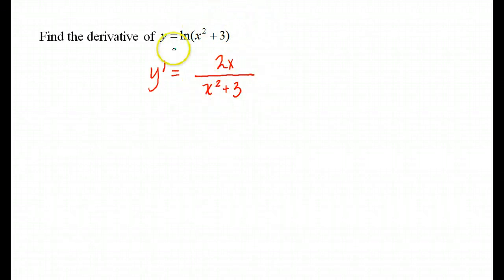So once you start remembering the rules, the natural log of another function or a composition of functions involving natural log, these problems end up being pretty easy to get through.